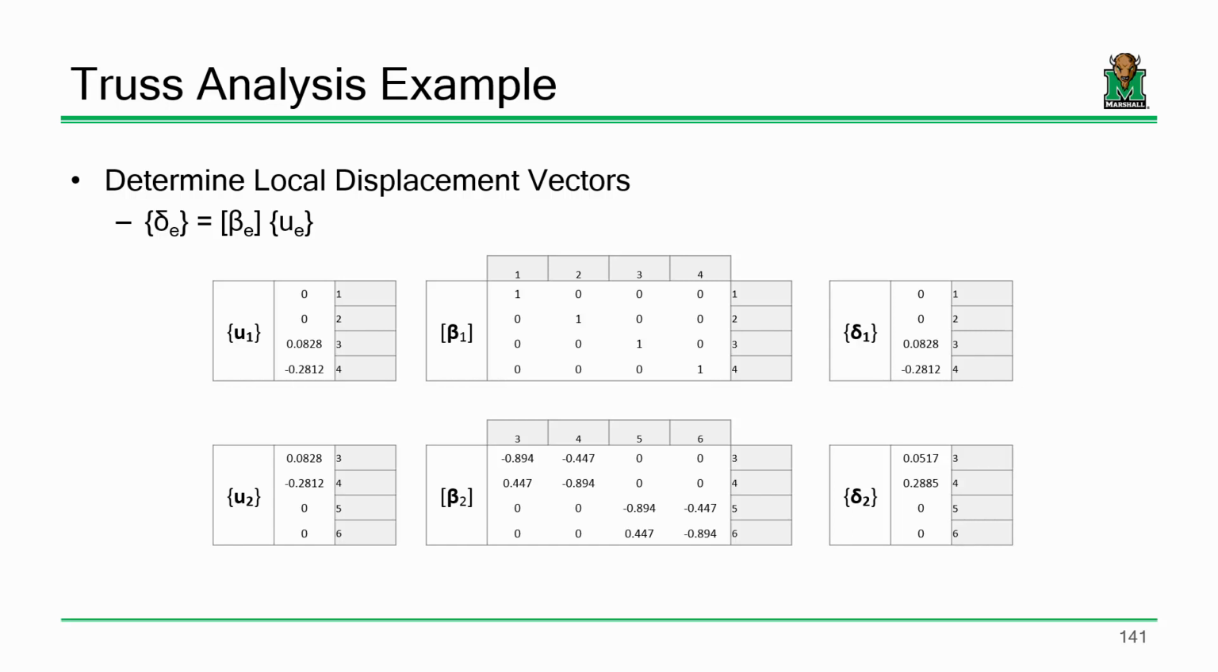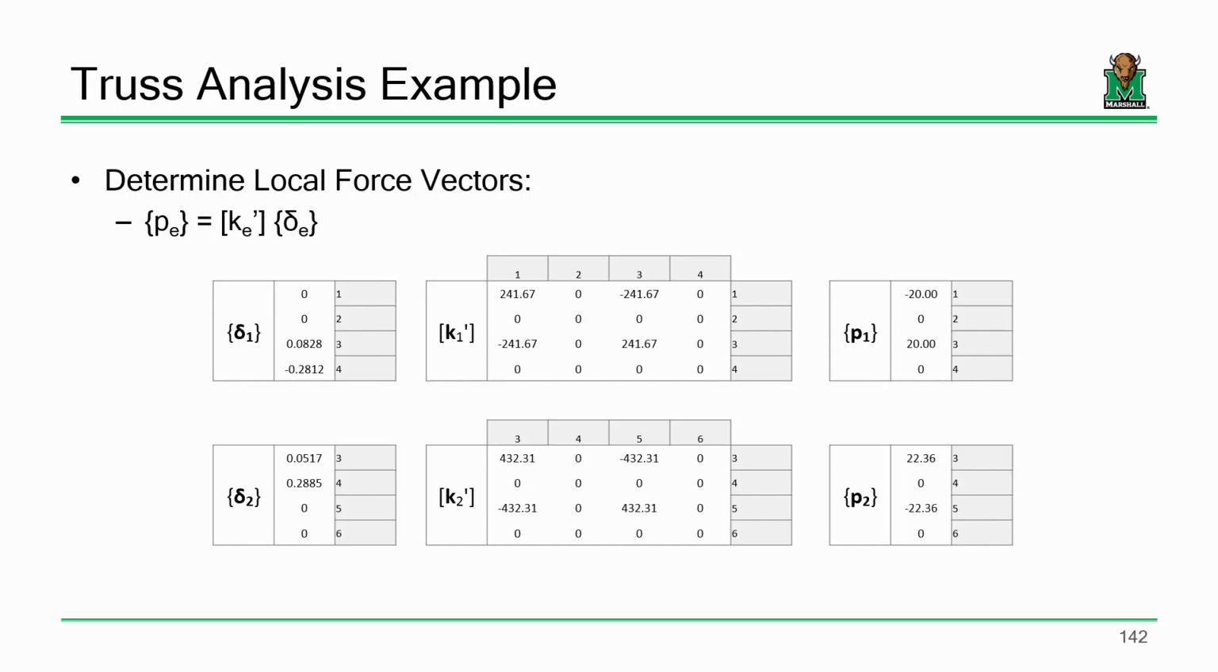Local displacement vector for the whole thing. We already determined local stiffness matrices. Keep in mind, again, local displacement matrix. Plug and chug, and you'll get a local force vector. Again, when you look at a local force vector, what should you see when we're looking at trusses? You should only see 2 values.